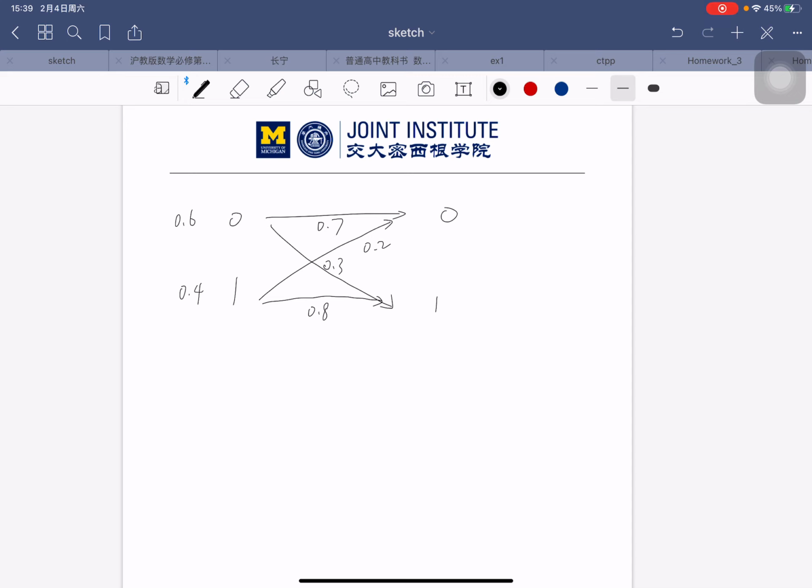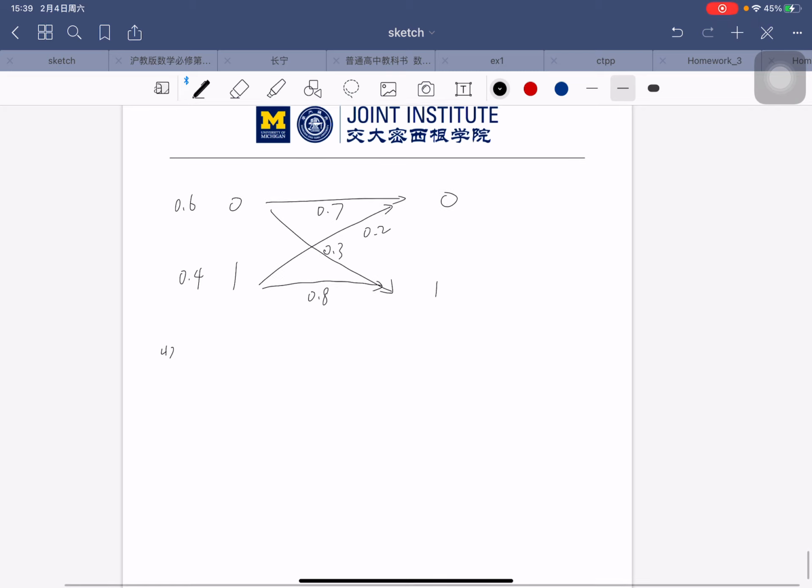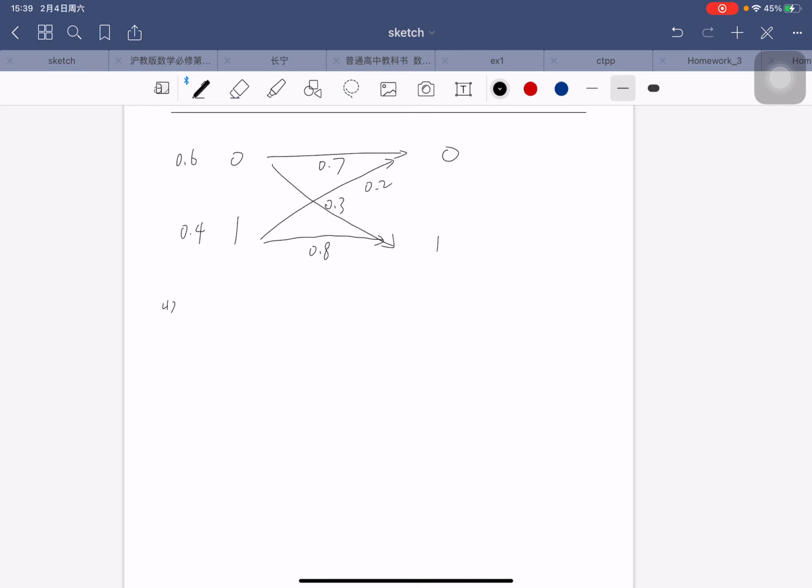So the first problem is about the probability that data 0 is received. So receiving 0 means we can take it into two parts. The first is receive 0 from 0, and the other is receive 0 from 1.